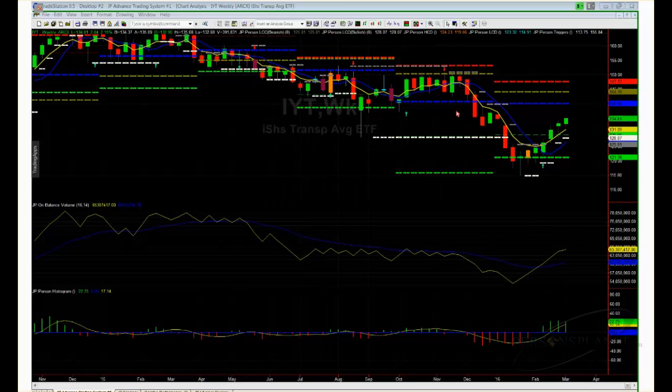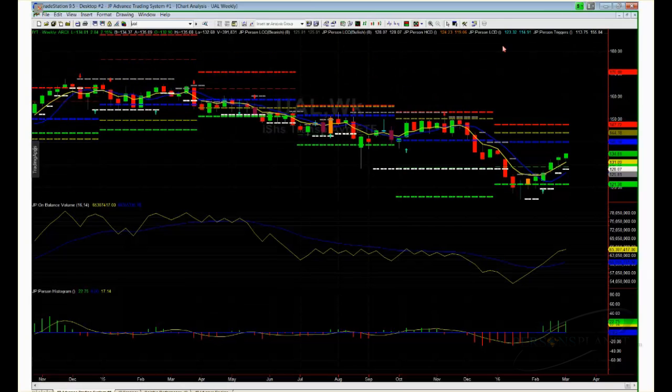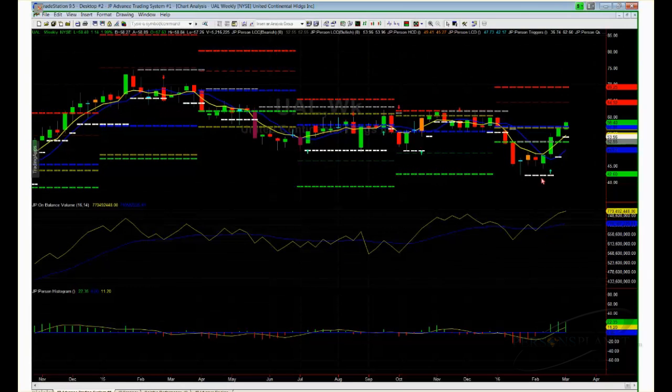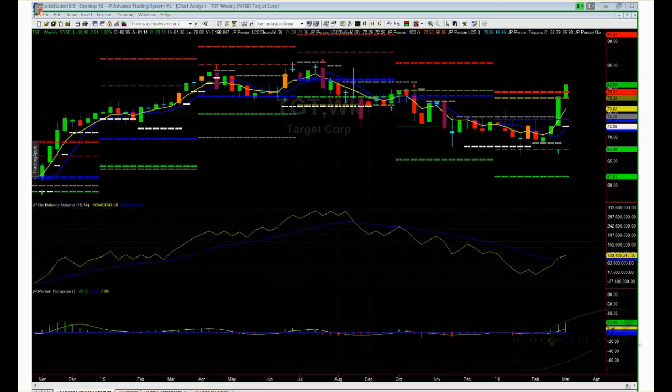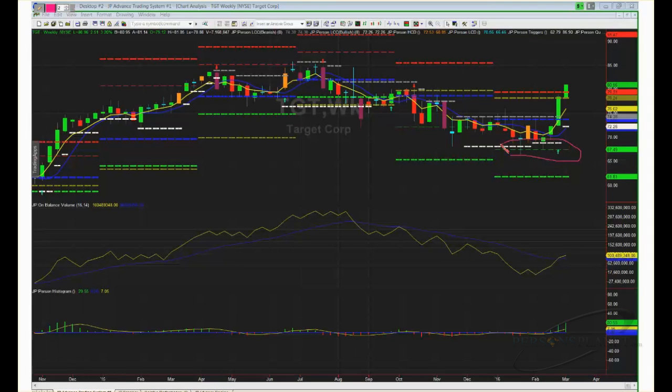So let me just quickly change the symbol here. Let's start with UAL. Here's United Airlines. Here's the high close doji. Here's Target. Wow, it was just dynamic, and look at the relationship of where it is in its pivots. So at the end of January, we get a doji and at support.